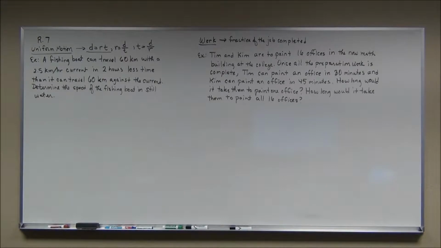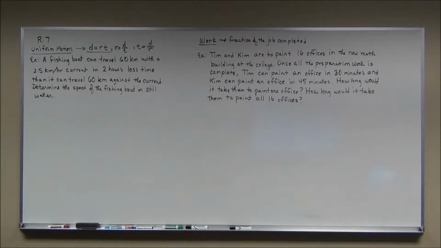A fishing boat can travel 60 kilometers with a 2.5 kilometer an hour current, so it's pushing it along, speeding it up, in 2 hours less than it can travel 60 kilometers against the current. Which makes sense in some ways, because if you've got the current pushing you along, you're going to go a little faster than if you're working against the current. You're to determine the speed of the fishing boat in still water.